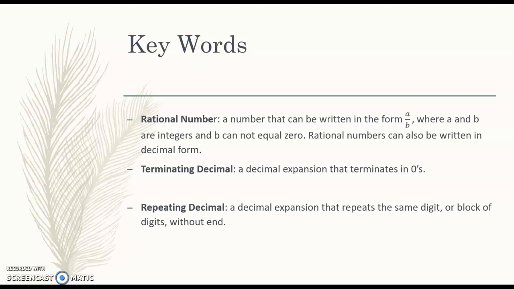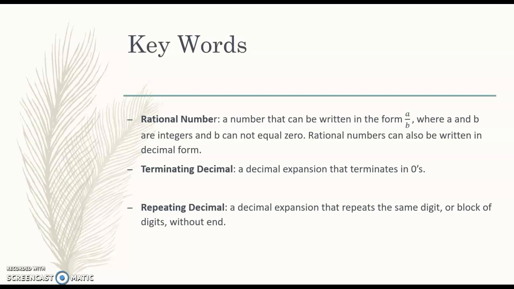A repeating decimal is a decimal expansion that repeats the same digit or block of digits without end. So like 1/3 is 0.3 repeating, but really any decimal that repeats, like even if it's 1, 2, 1, 2, 1, 2, and it just keeps repeating forever, that would be a repeating decimal. So that's what we're working with today.